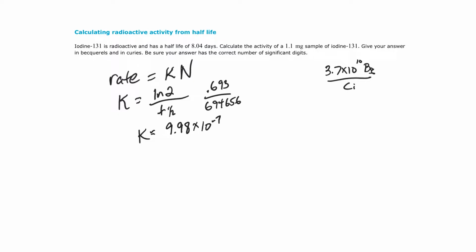Okay. Now I need my N. My N is 1.1 milligrams. To go through the periodic table, I have to get to grams because I have to go to moles. So there are 1,000 milligrams in a gram. And in iodine 131, you can't go to the periodic table. You have to go to 131. It tells you the mass here. So there are 131 grams per mole of iodine 131. But I don't want the molar concentration. I want the number of actual atoms.